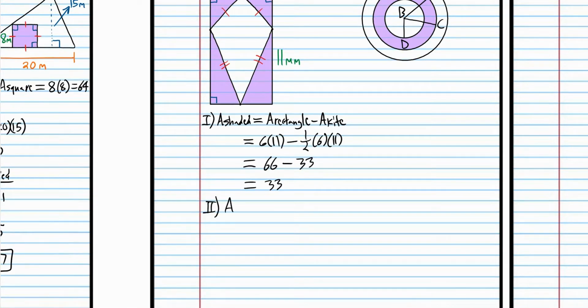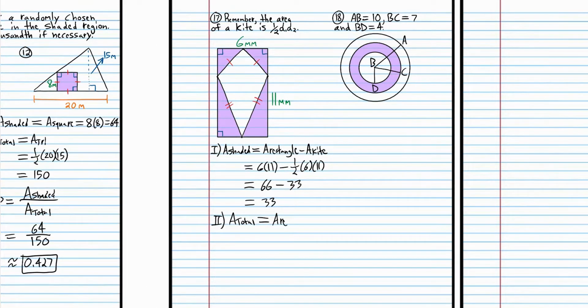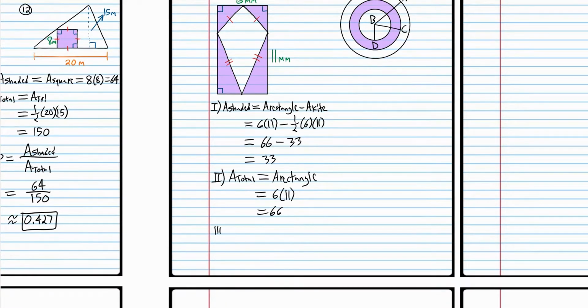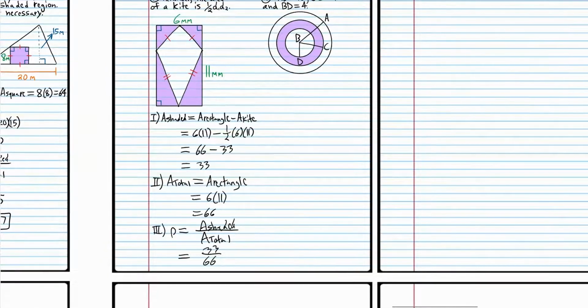So now we have to find the total area, which would just be equal to the area of the rectangle, which is equal to 6 times 11. We already found that is 66. And then the probability is going to be equal to the area of the shaded region, as usual, over the area total, which is equal to 33 over 66, which is equal to 1/2. So it's exactly 50%, and that is the final answer.